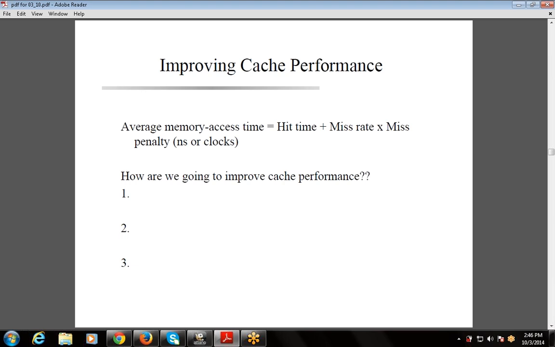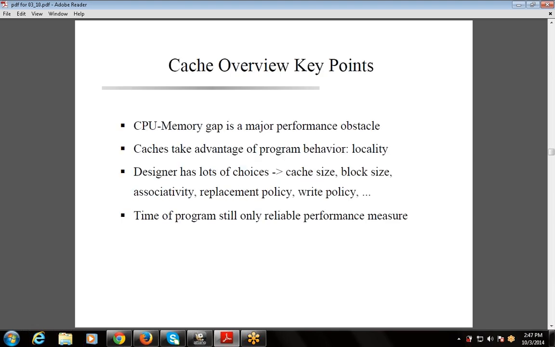First point says average memory access time equals the hit time plus the miss rate times the miss penalty. That is, the average time taken to access memory equals the hit time, the time used to hit the content, plus the miss rate times the miss penalty, measured in nanoseconds or clock cycles. How are we going to improve the cache performance?